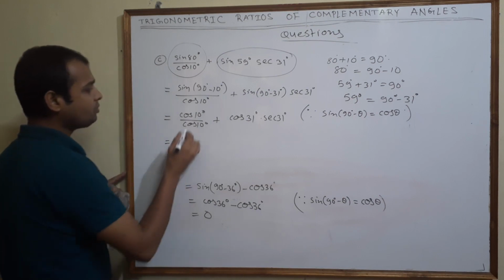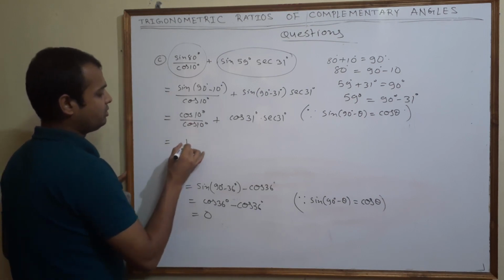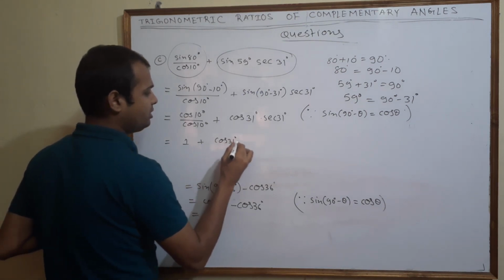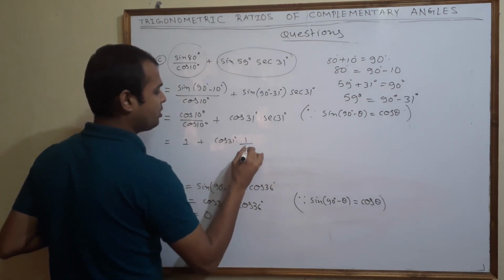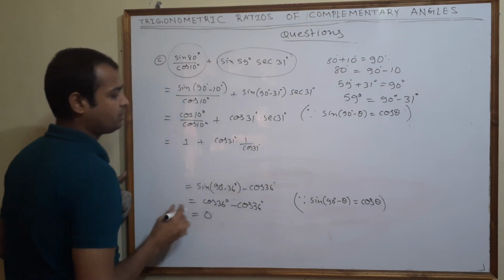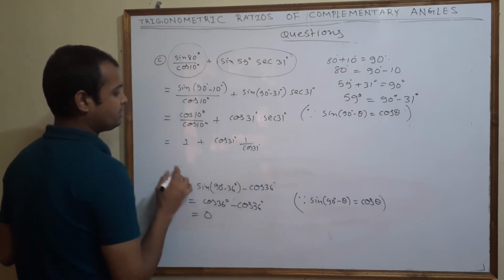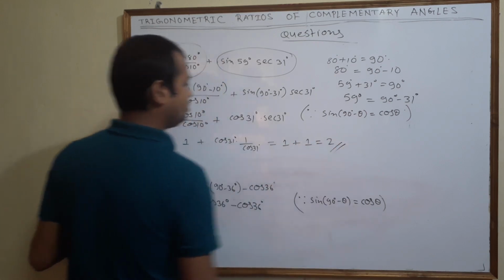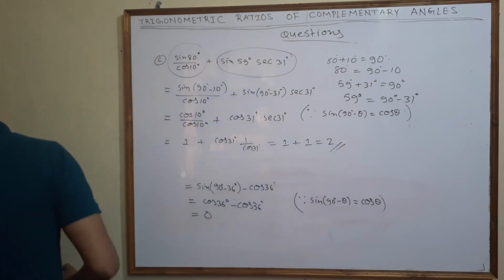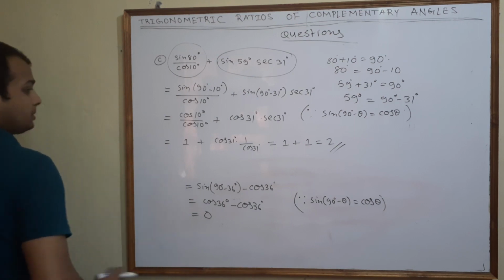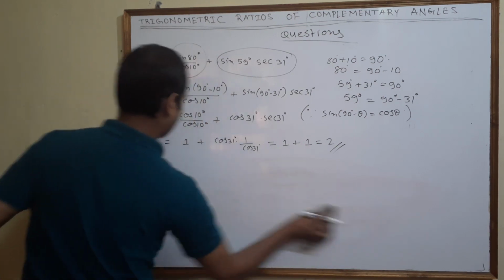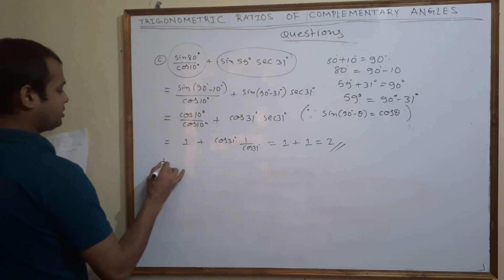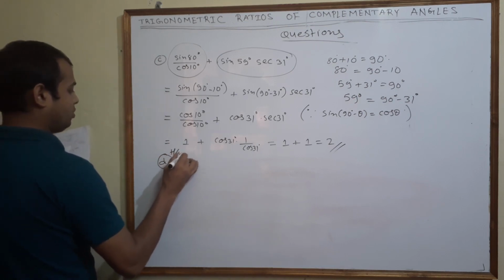Now cos 10 degree upon cos 10, you'll get 1, cancel out. This is cos 31 degree, and sec 31 degree means 1 upon cos 31 degree, so these two will get cancelled. You are left with 1 plus 1, that would be equal to 2. Next is your homework.